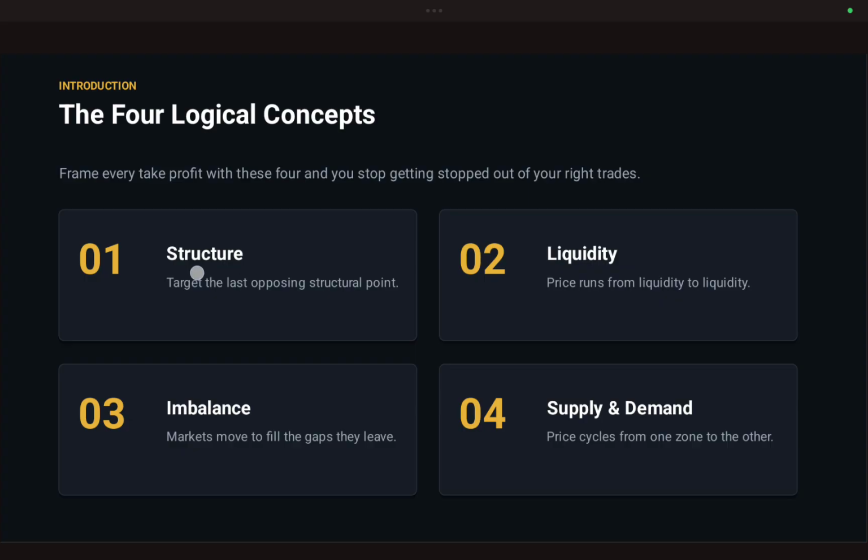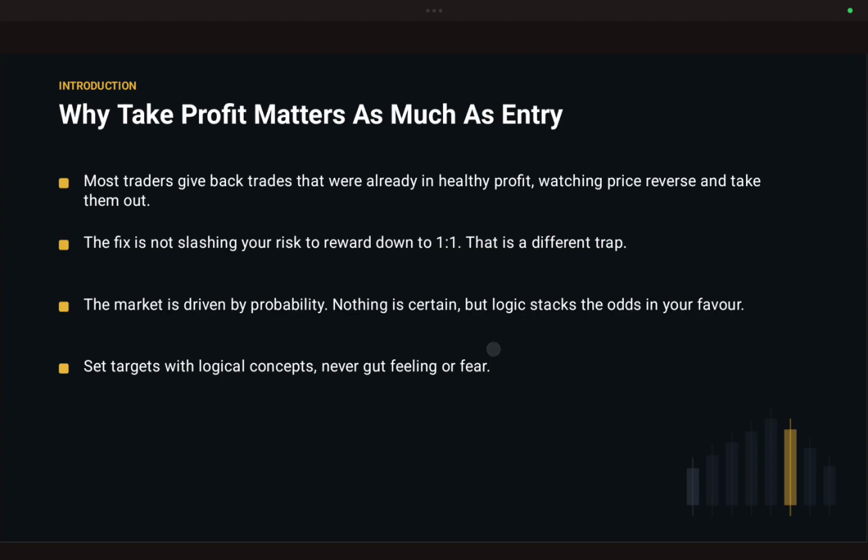The first one is structure, how to use structure to frame your take profit level. The second one is liquidity. The third one is imbalance, and the fourth one is supply and demand. These are the 4 logical concepts I use in setting my take profit levels. These concepts are backed by data, and probability works in your favor when you trade using them. They are not emotional based, they are not gut feeling based.